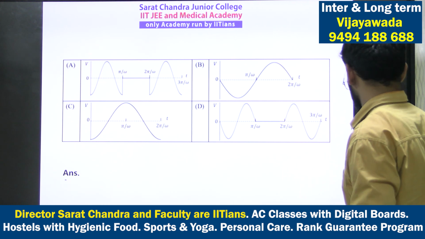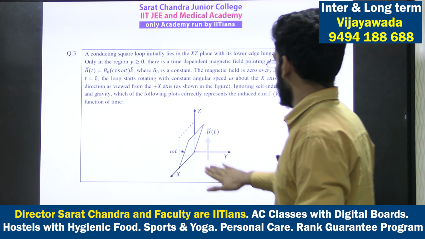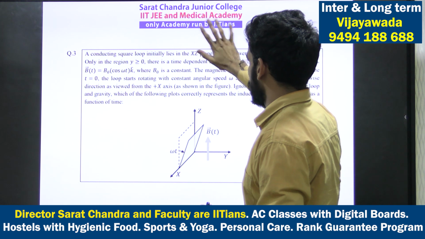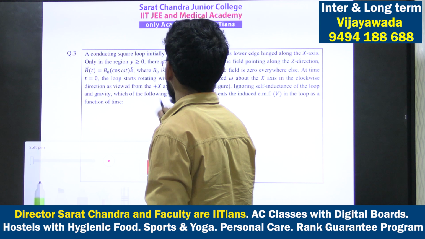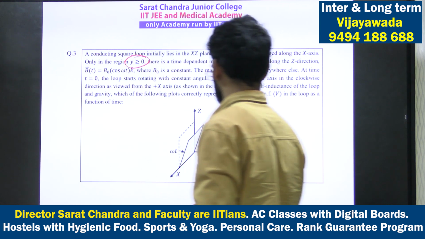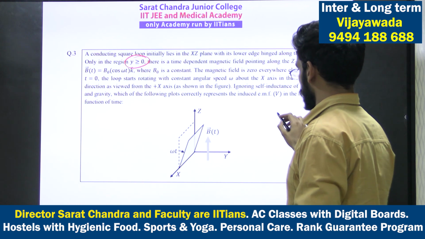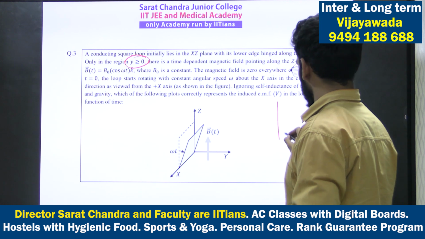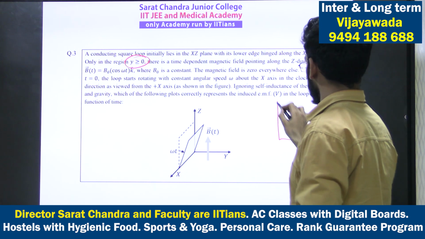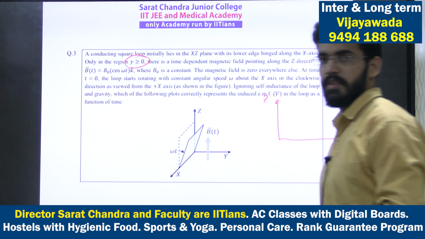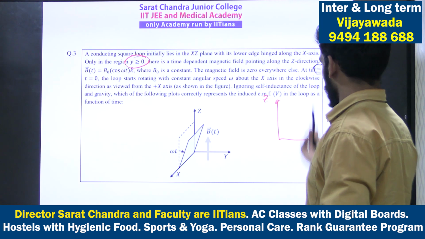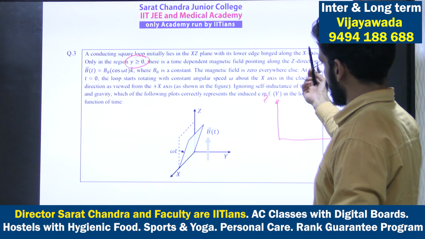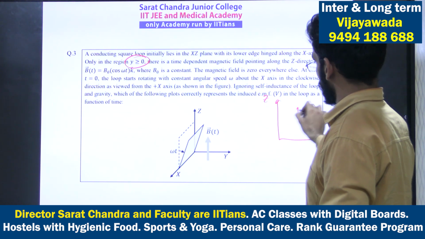One thing I see, as per the given question, is that only for y greater than 0 the magnetic field is available. For y greater than 0 means this side only. If you draw here, like this, x-axis is outside, so y is this side and z is this side. So magnetic field is in this area only, going above like this. Here it is not there.